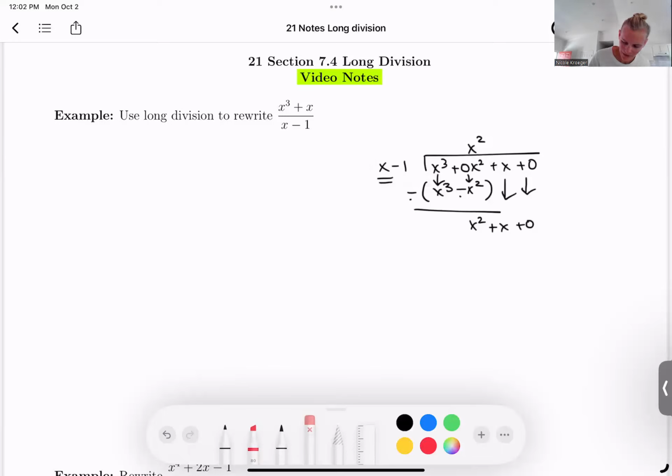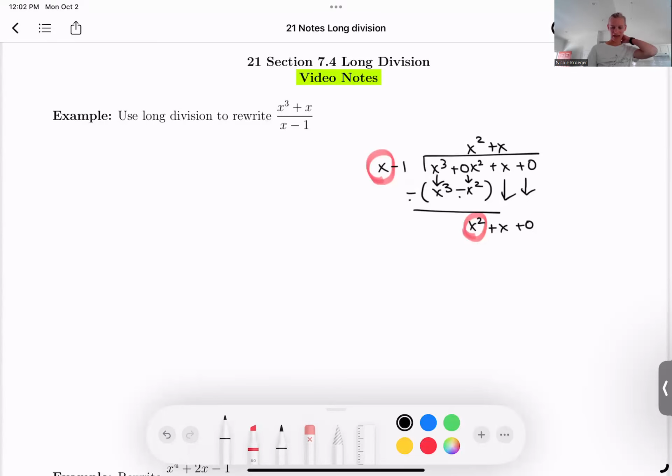Okay, and now I repeat that same process again. Now I ask myself, what do I multiply x by to get x squared? That's just x. So I'm going to put a plus x. Notice that I'm lining my x's up and my x squared terms up just to keep track of things more nicely. So now I multiply the x by the x minus 1 to get x squared minus x. Then I subtract all of that. The x squareds will go away because I have x squared minus x squared. Then I'm going to have x plus x because of the minus out here. So this is going to give me 2x. I'll pull the 0 down.